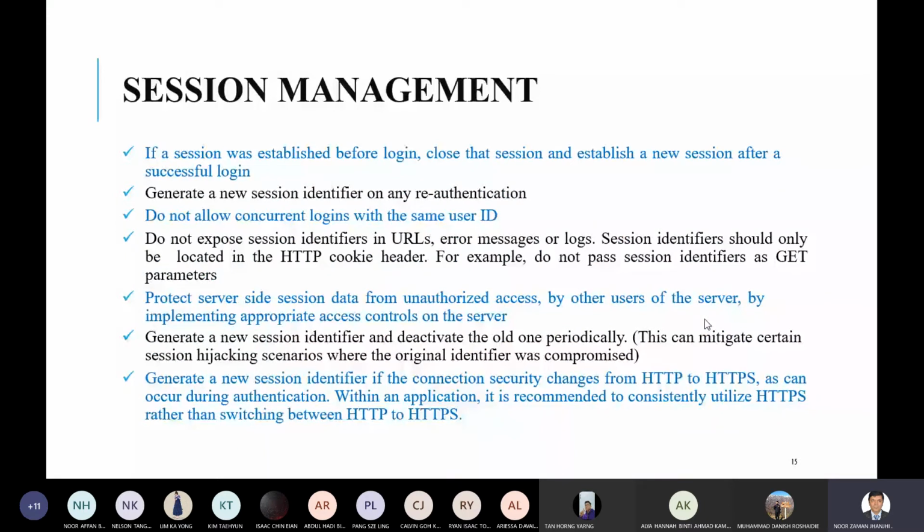We should generate a new session identifier. For every session we must have the details about it. Do not allow concurrent login as well. That also comes under session management. Suppose we do not allow the user to be logged in using multiple machines, for example logged in using a laptop and a mobile device as well.